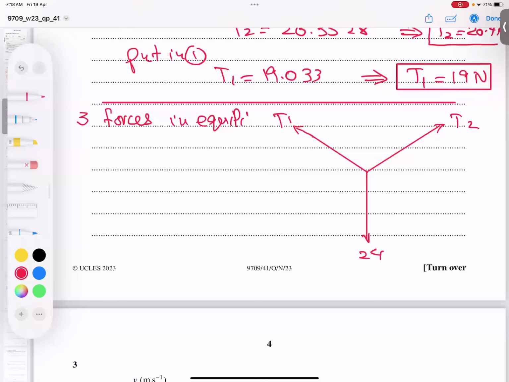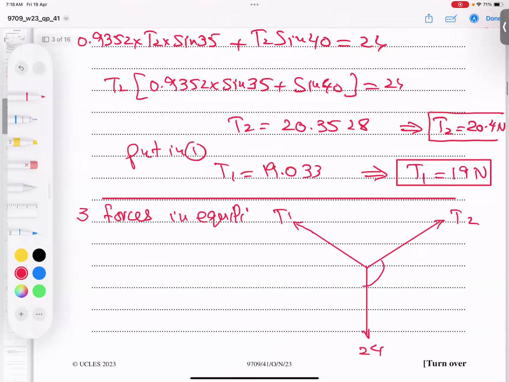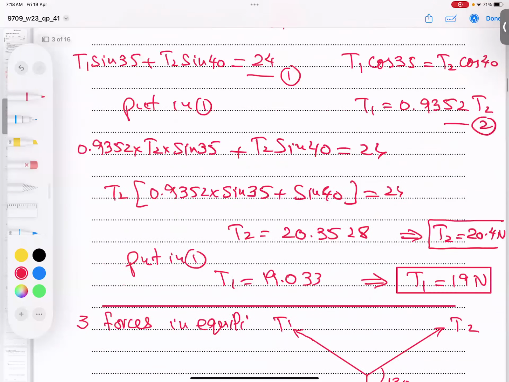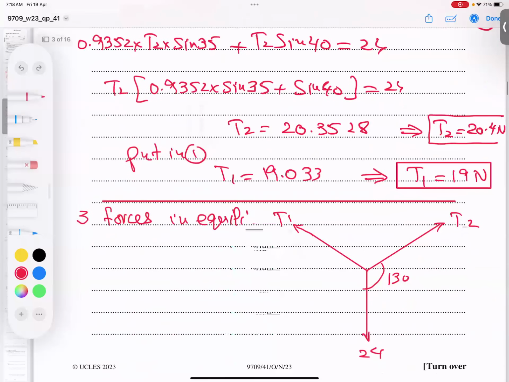Now, the interesting part, you need to find all the angles. So this is 40, and what is this? 90 degrees. So if you check it, 90 plus 40 is 130. So this is 130. Same way, what is this? 35 and 90. So 35 plus 90 becomes 125.